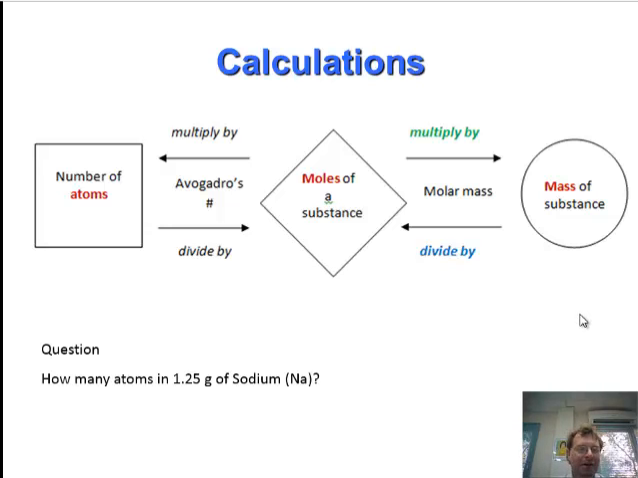So if I have a question like, how many atoms in 1.25 grams of sodium, what I'd do is do 1.25 divided by the molar mass of sodium to give me the moles of sodium, and then I'd multiply that by Avogadro's number to give me the number of atoms. And if you do that calculation, you should get 3.27 times 10 to the 22 atoms. So just think, this is the screen which shows all the calculations that you're going to need to do to work out how much stuff there is at a molecular level.